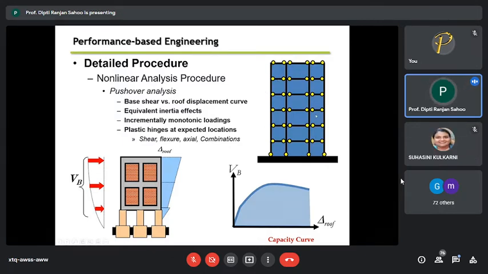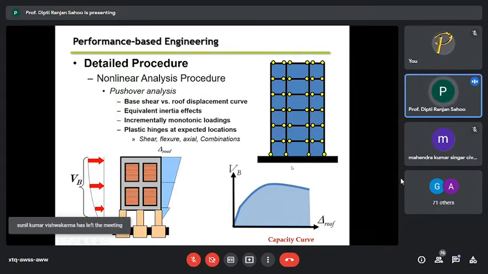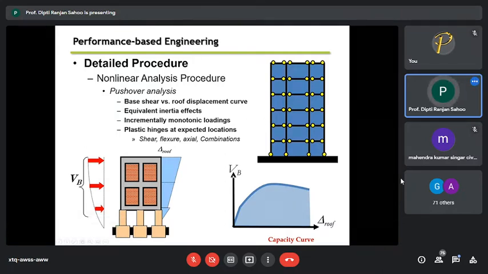Increase to 2 mm, find out the same. 3 mm, 10 mm, 20 mm, 40 mm, 50 mm, and till it collapses. So what you do is you apply some displacement here and you measure what is the resistance of the structure, nothing but the base shear of the structure. So the pushover curve is simply a curve representing the lateral strength, which is nothing but your base shear, versus the roof displacement.